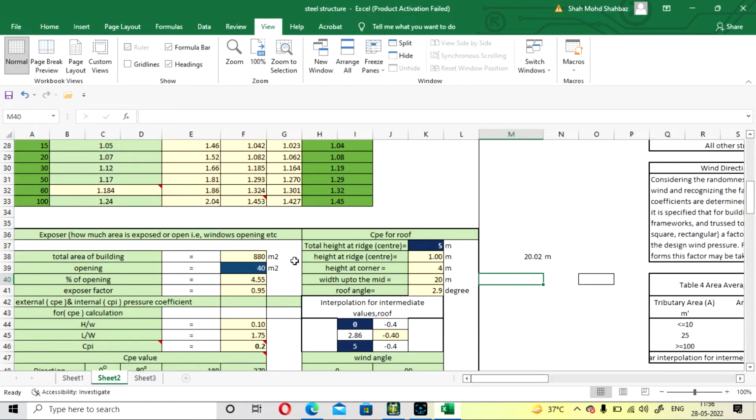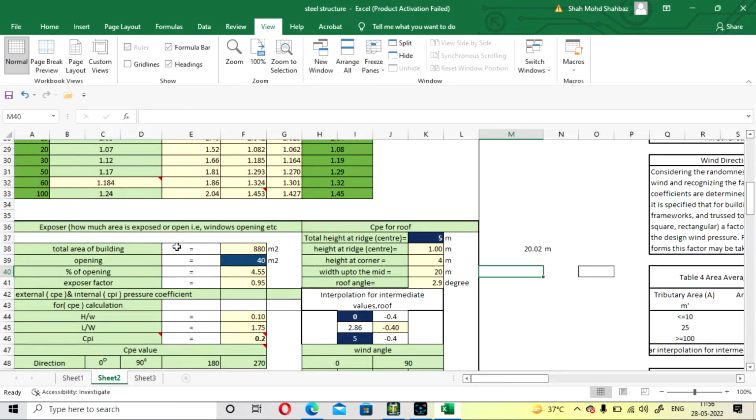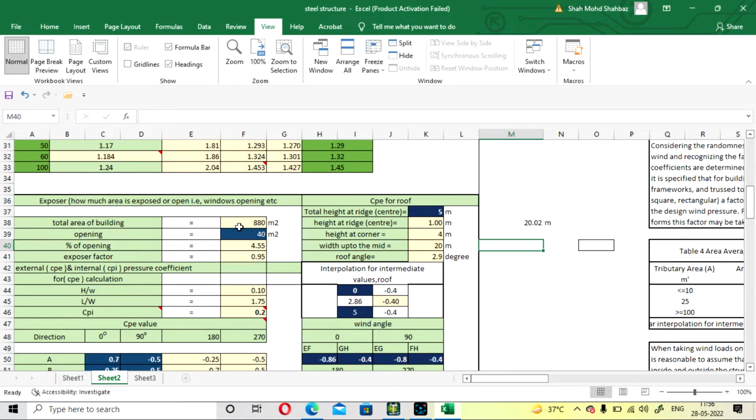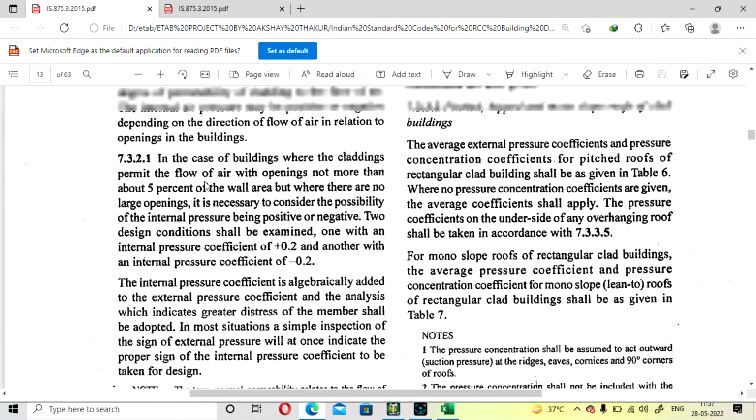This value is okay right now, and now we have to check the openings that will be there in our structure. According to the opening you have to provide the exposure factor. The internal coefficient is provided according to the opening only. I will show you in the code. See here.